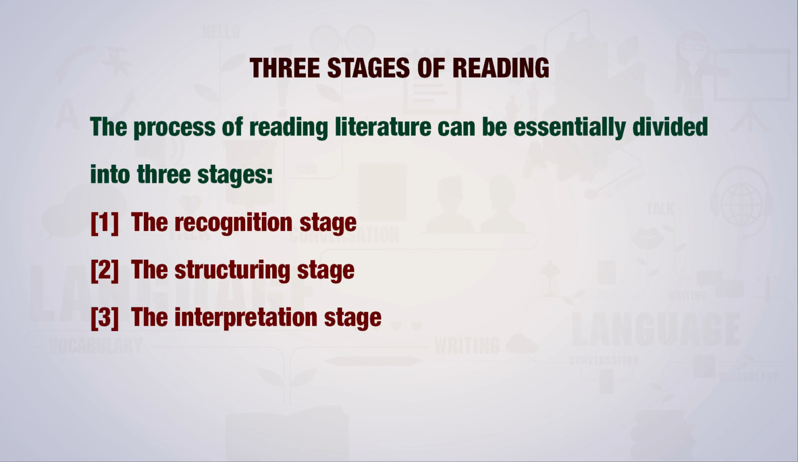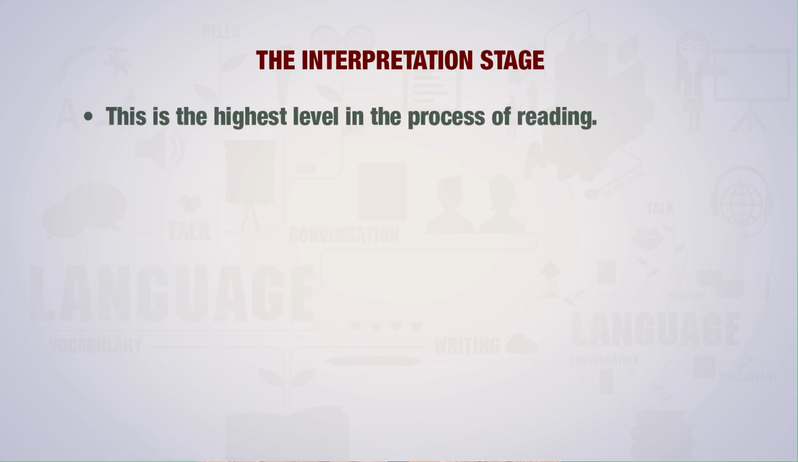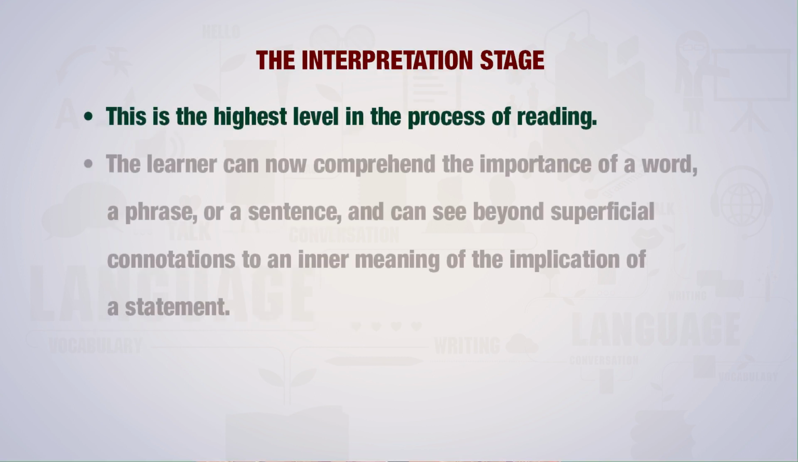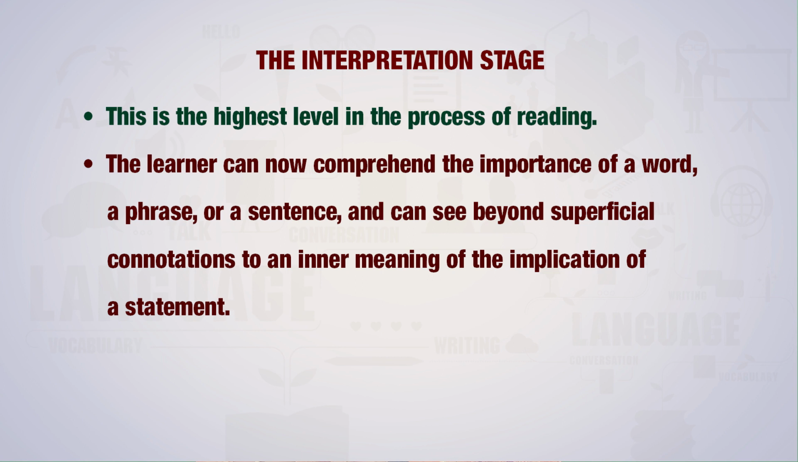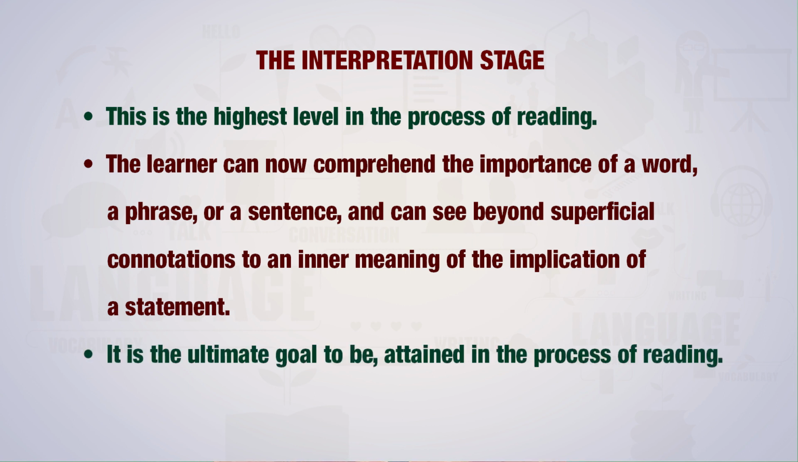Number 3, the interpretation stage, which is the highest level in the process of reading. The learner is now at a stage where he or she can comprehend the importance of a word, a phrase, a sentence, a clause, and can see beyond superficial connotations to an inner meaning of the implication of a statement. This is the ultimate goal to be attained in the process of reading.